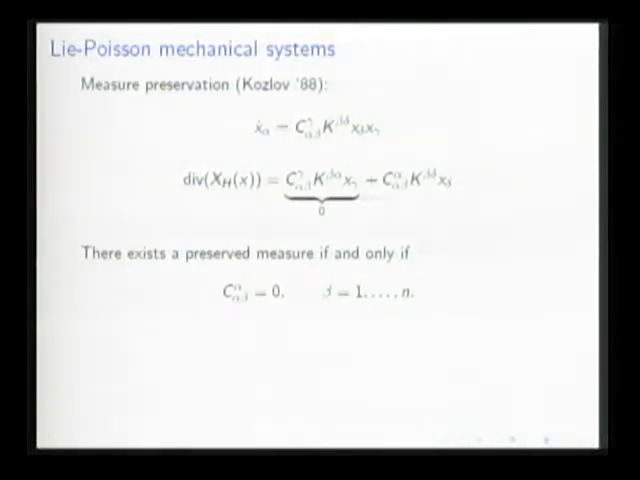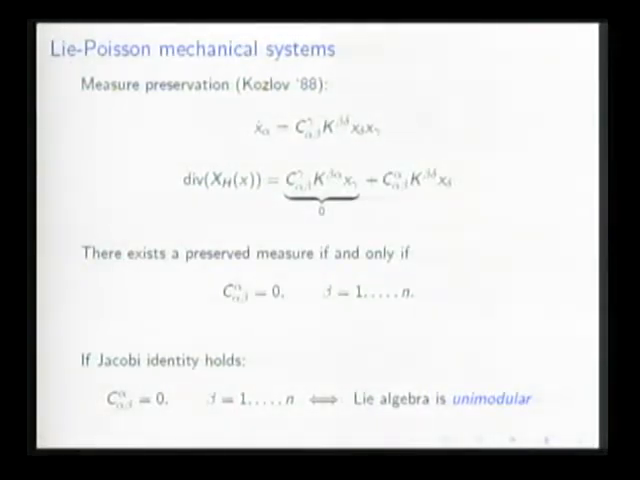Now, if we were really talking about a Lie algebra, meaning that the Jacobi identity held, then these conditions actually mean that the underlying Lie algebra is unimodular. So this is the first instance in which we see a relationship between unimodularity of a structure and the preservation of volume. So I just want to push this idea further ahead.